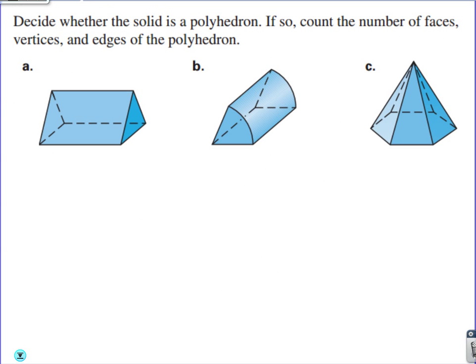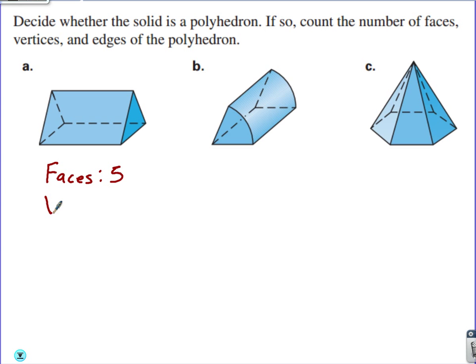Decide whether the solid is a polyhedron. If so, count the number of faces, vertices, and edges of the polyhedron. Okay, here we go. The first one. First off, is that a polyhedron? Are all the faces polygons? Yeah. Now, next step, how many faces are there? 5. There are 5 faces.